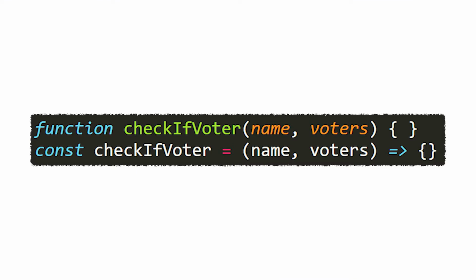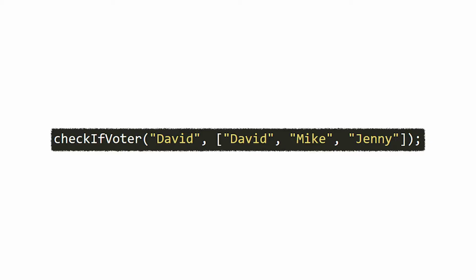I've written two functions here that accomplish the same task. Similarities include the same function name, checkIfVoter, same function inputs, name and voters, and presumably the same code. To call either of the functions, we use familiar syntax, checkIfVoter, passing name and an array of voters.